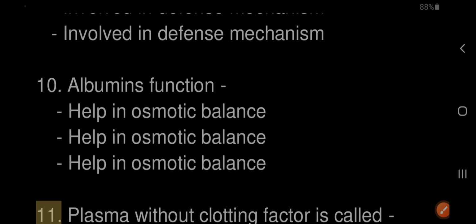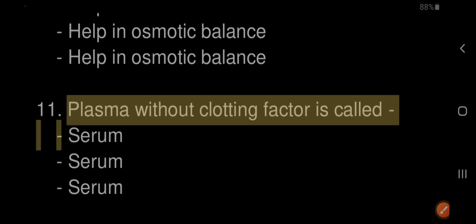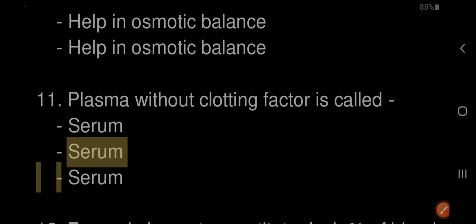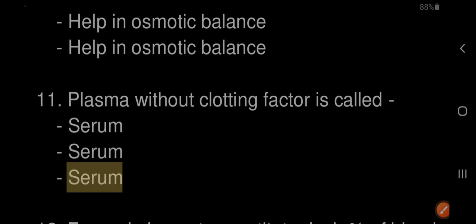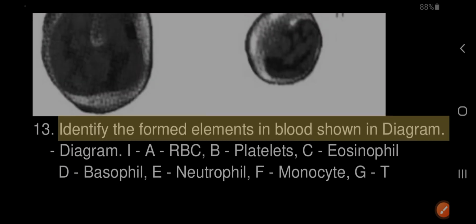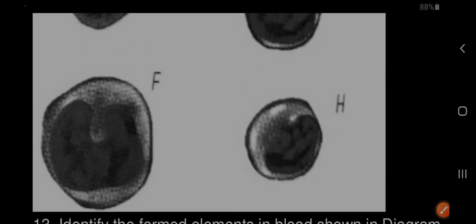11. Plasma without clotting factor is called serum. 12. Formed elements constitute 45% of blood. 13. Identify the formed elements in blood shown in the diagram. A. RBC.